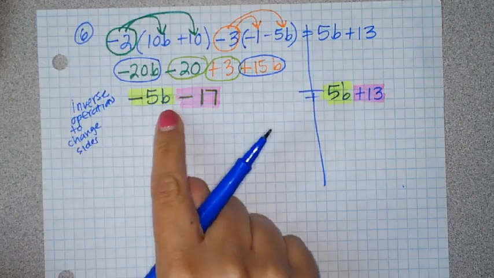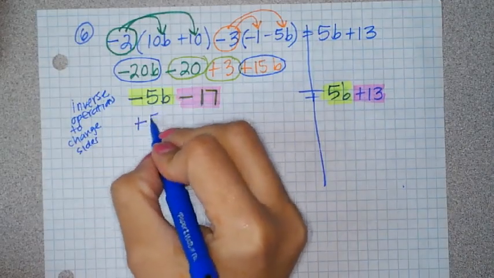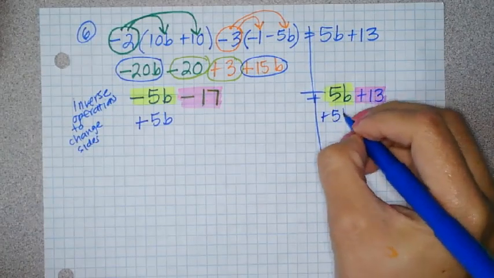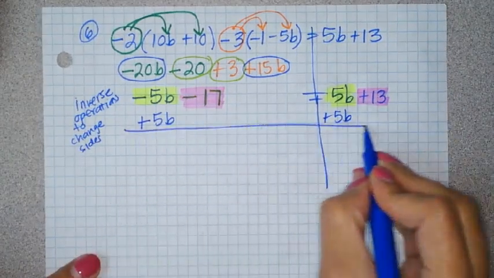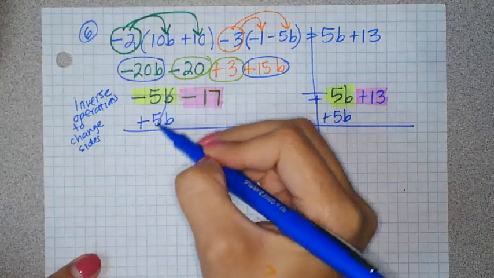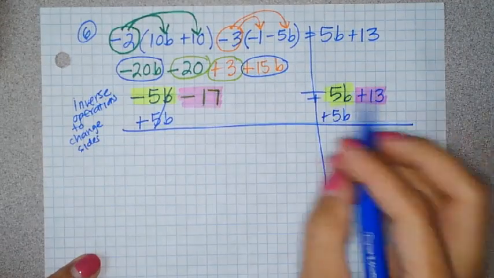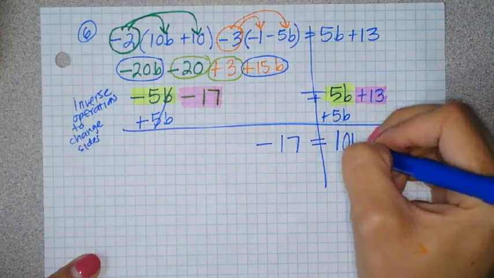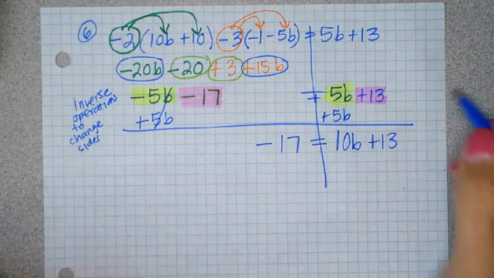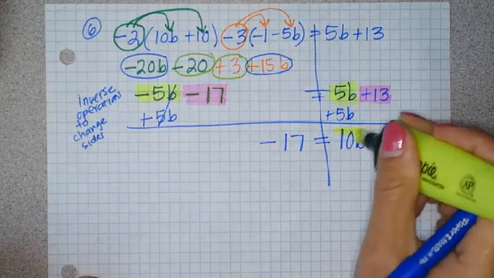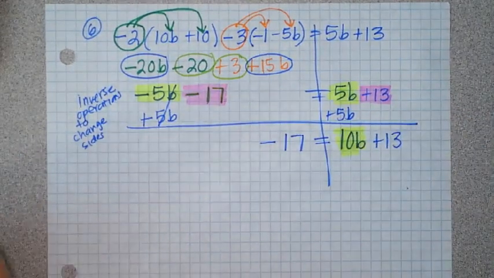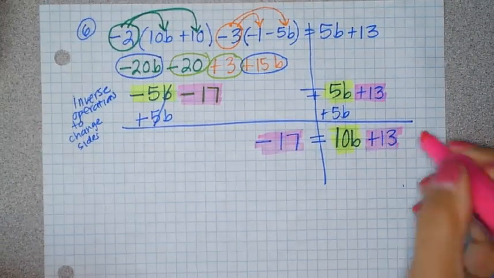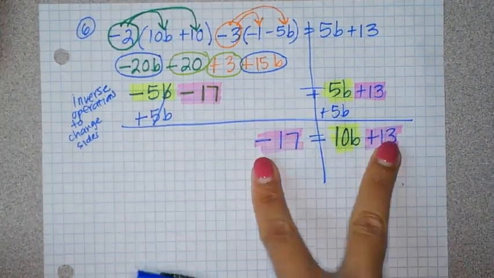So if I have minus 5b, the inverse would be positive 5b. And what I do to one side, I'm going to do to the other to maintain the equality. So I'm transferring it over to the other side. These two cancel out. Notice that I aligned them properly. I still have a negative 17 left on this side. Over here I have 10b and plus 13. So I have my variable over here, but my constants are still on different sides. I have constants on both sides.